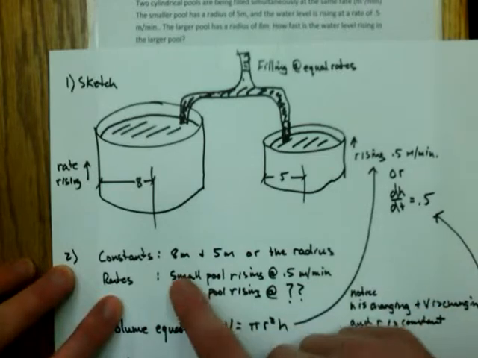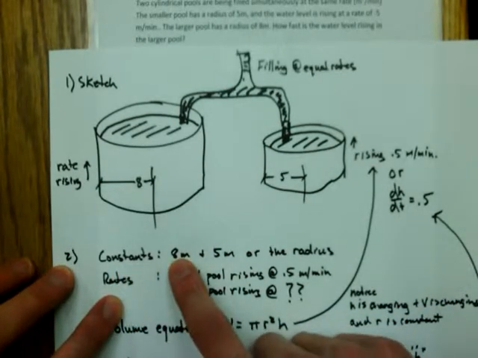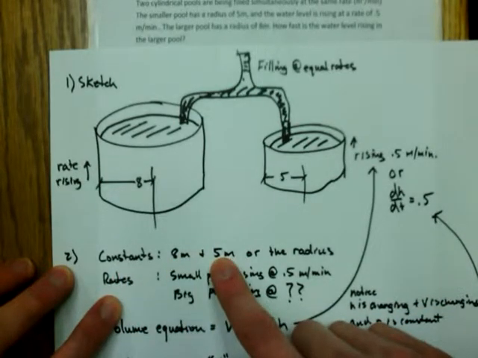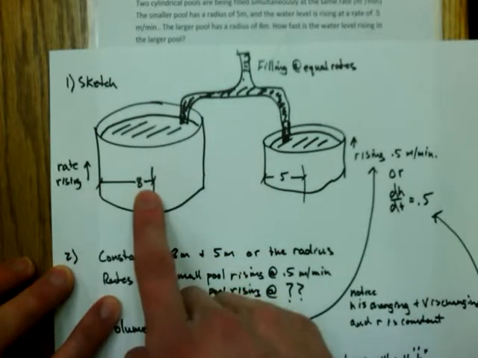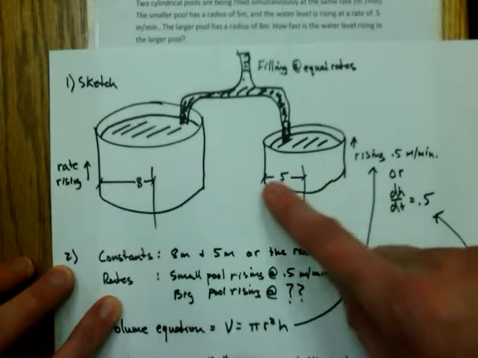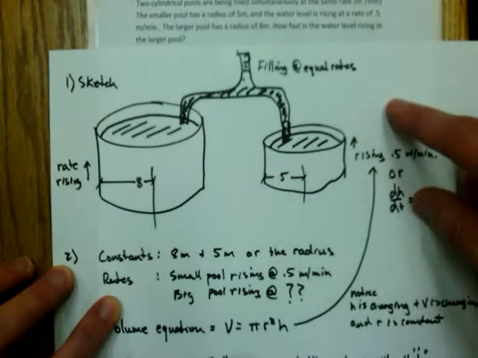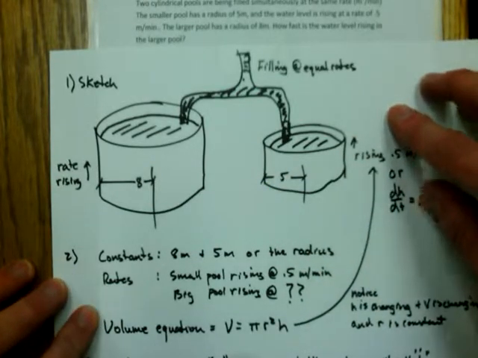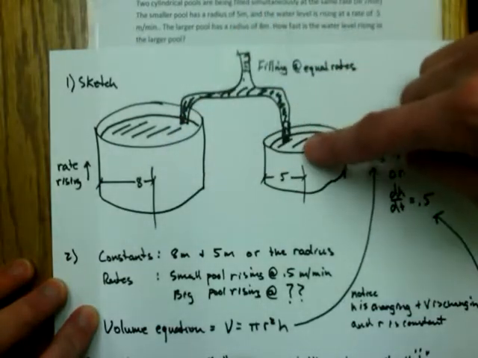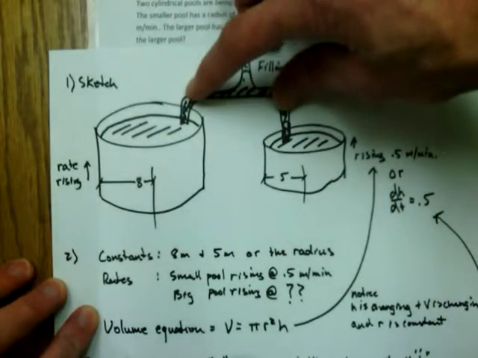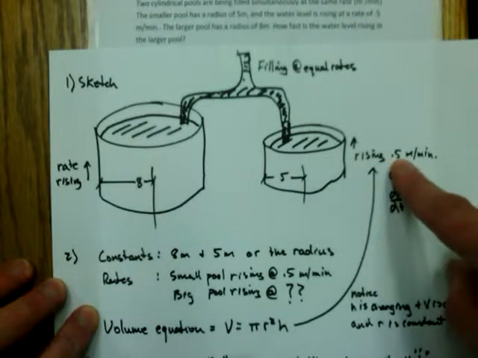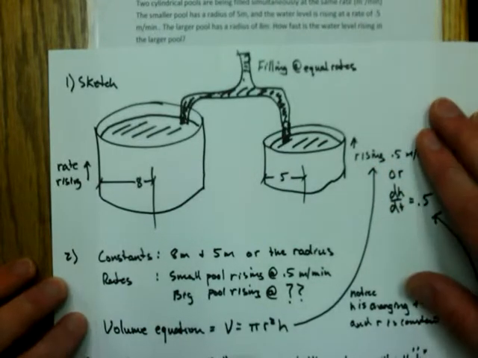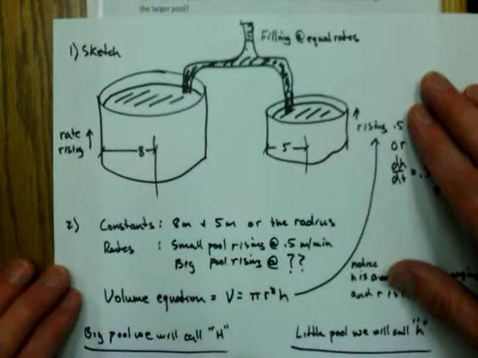The second thing we want to do is arrange our data. We know that our constants are 8 meters for the large pool, 5 meters for the small pool. The radius is constant. The radius is not changing in either of the pools. We do know that the volume is changing in both pools, but at equal rates. And we know the rate at which the smaller pool is rising.